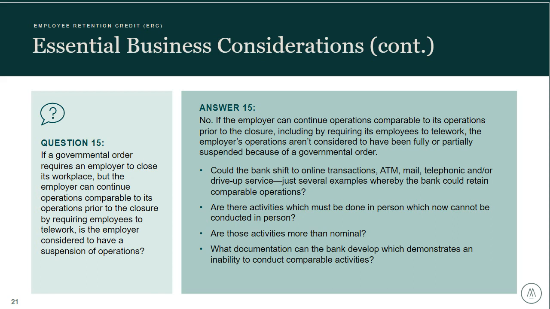This is one of the things where I think we want to look at the totality of the facts and circumstances for the business to put together a position that would support the closure and address whether or not the business could operate in a comparable way. So, for instance, the answer to the question is no. If you can continue your operations in a comparable manner to prior to the closure, then you're not considered fully or partially suspended.